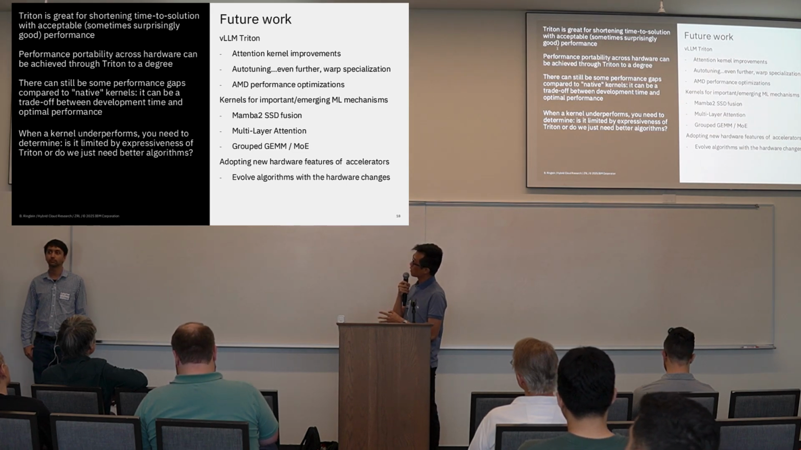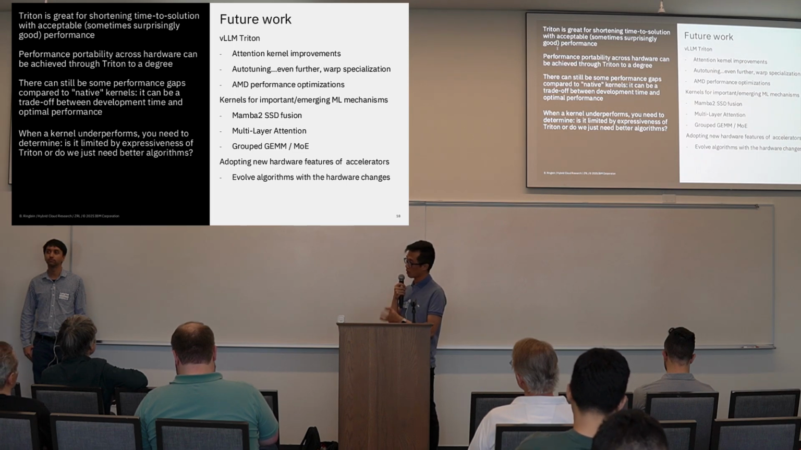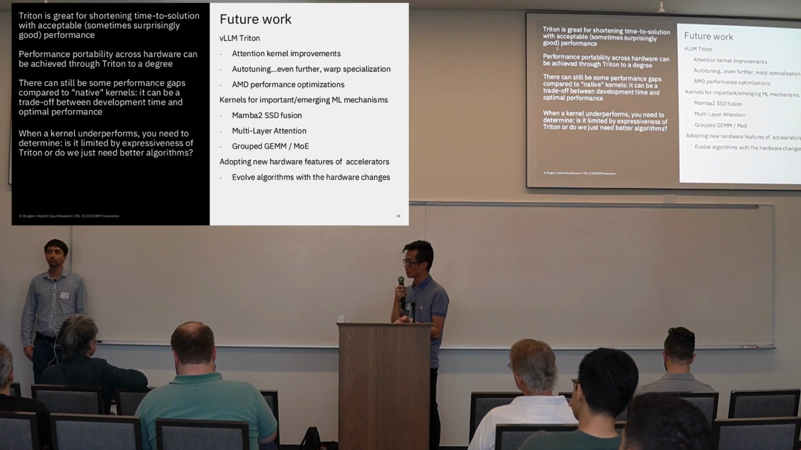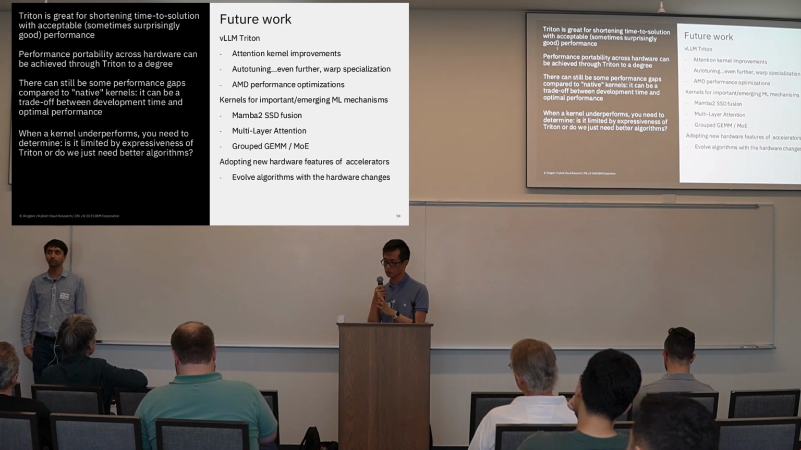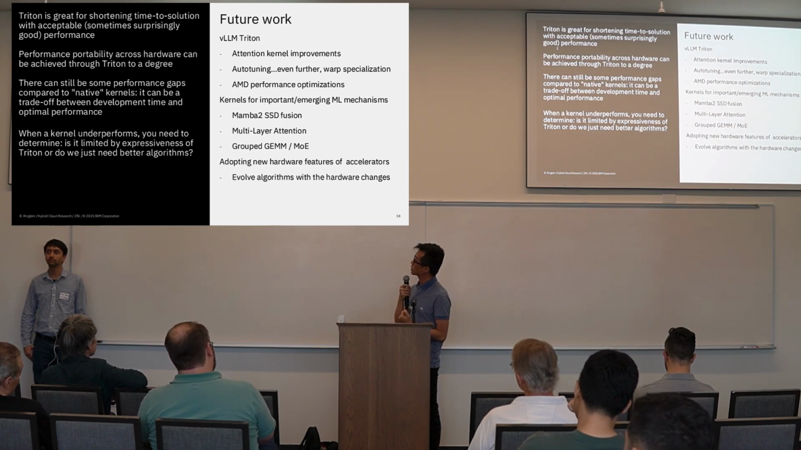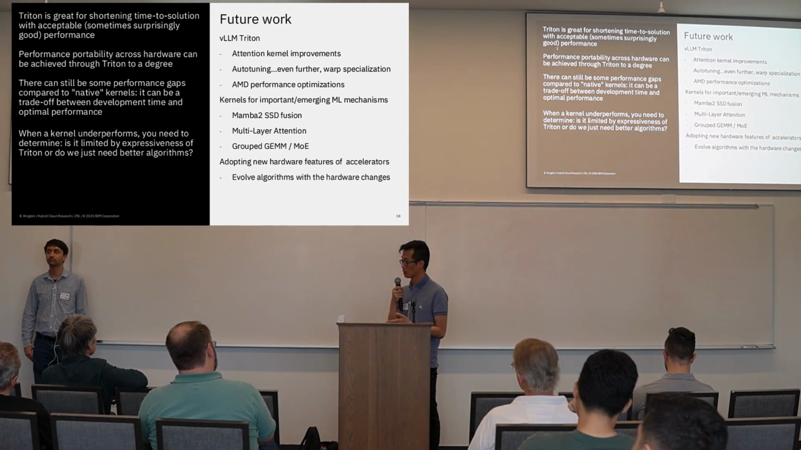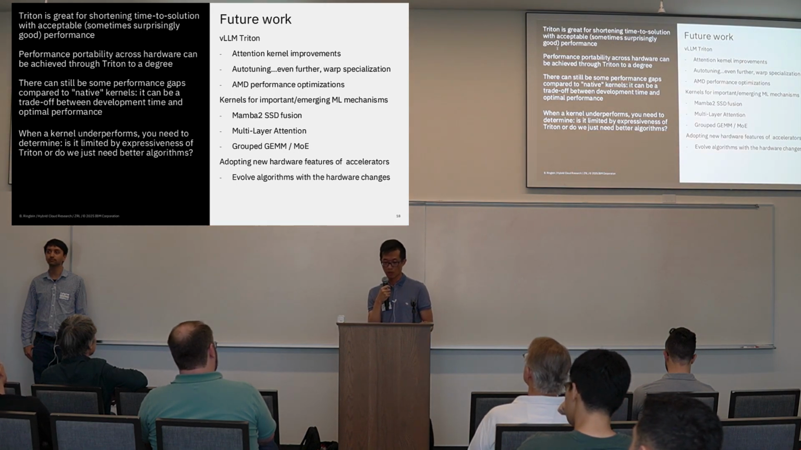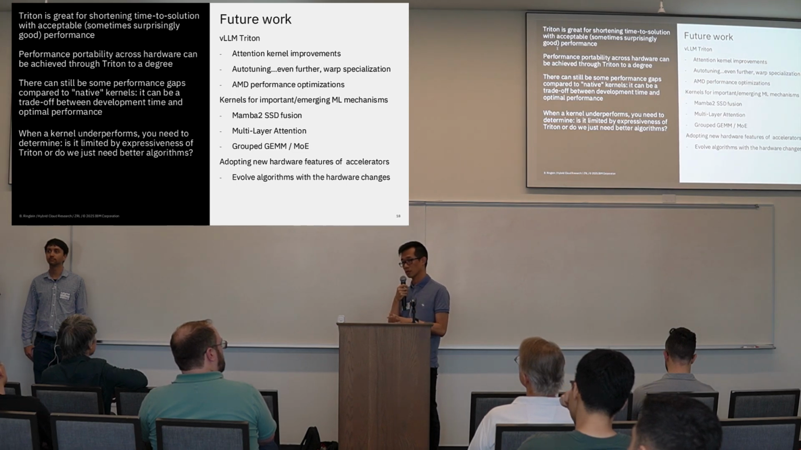And on the kernel side, we are looking into writing new kernels for emerging machine learning mechanisms, including Mamba, which we've already mentioned, and the fusion of those kernels, and multi-head latent attention that is used in DeepSeek, and grouped GEMM and MOE. And MOE has become pretty important, and as you know, Llama 4 uses MOE as well now. And also with the new upcoming hardware, there are always new hardware features that may need us to evolve the algorithms that are used by existing kernels.